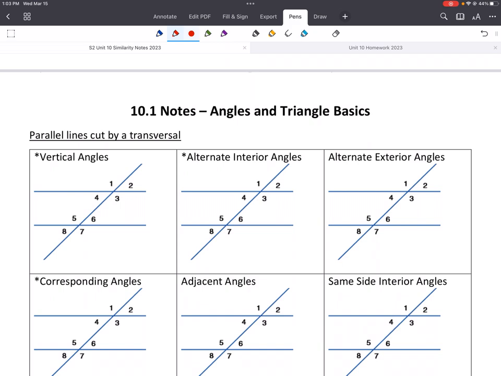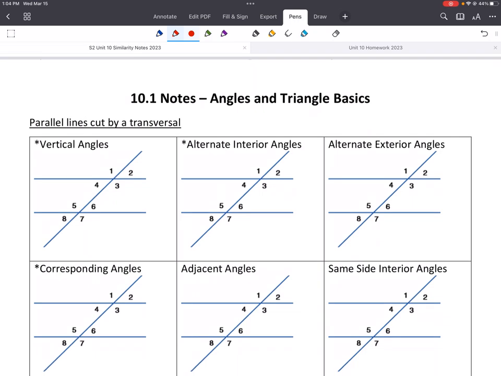So you've covered this type of information before, especially vertical angles, alternate interior angles, but it's probably been a while, and it will help us as we go to the next couple lessons, okay? So this will be helpful. If you have any questions as we go along, just stop by and we can talk, all right?